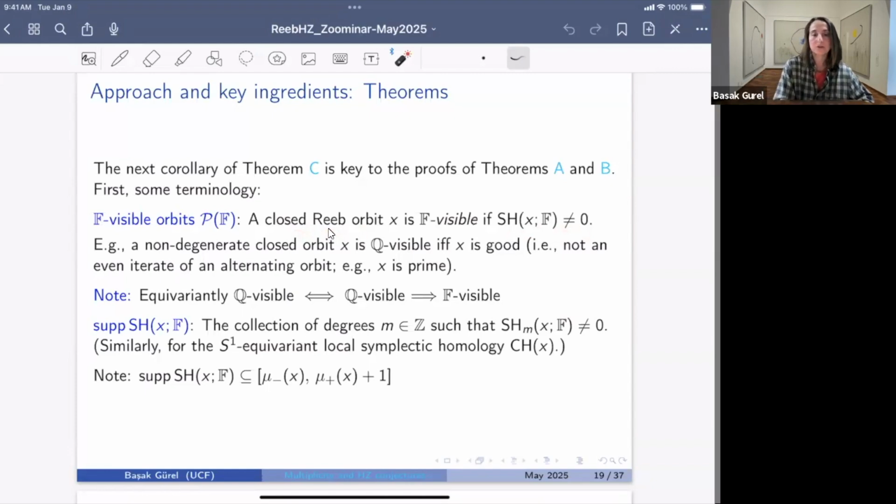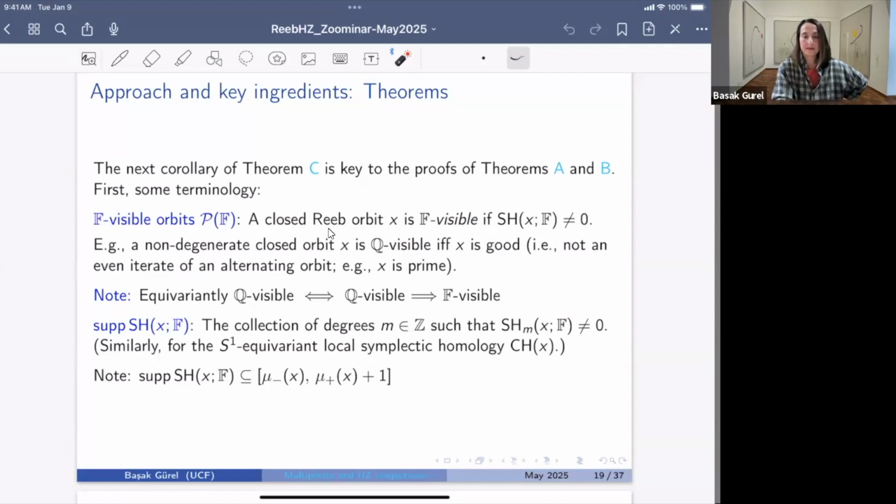For instance, if you have a non-degenerate closed orbit, this is Q-visible if and only if it is a good orbit, so it's not an even iterate of an alternating orbit. So Q-visible if and only if it's a good orbit. Of course, you can also extend this notation to equivariant visibility, just replacing things with the equivariant homology. In that case, I'm only interested in the Q coefficient case. Something is equivariantly Q-visible if and only if it is Q-visible. And something which is Q-visible is always F-visible by the universal coefficient theorem.